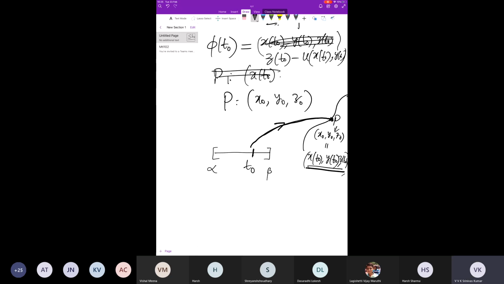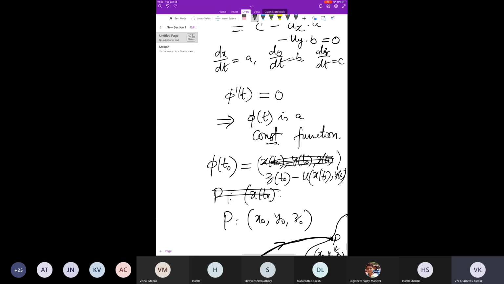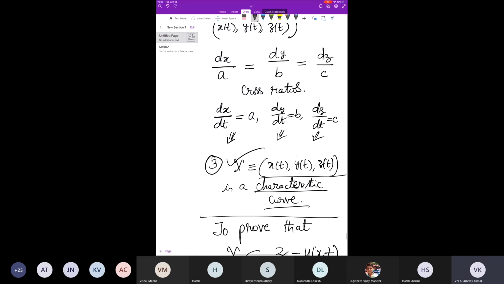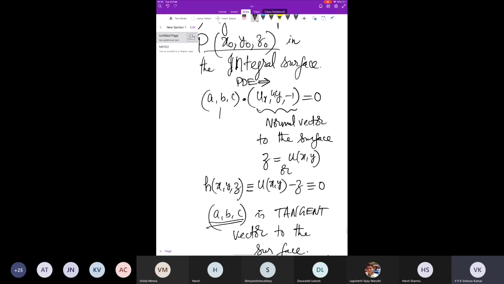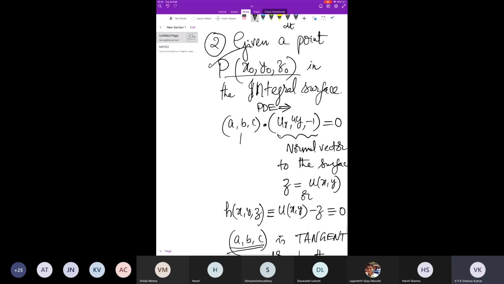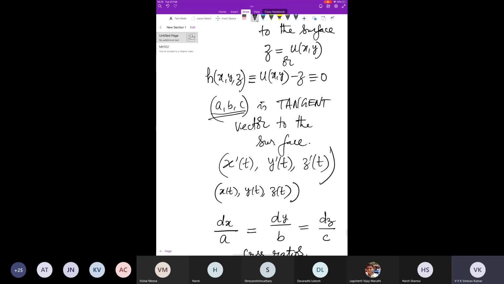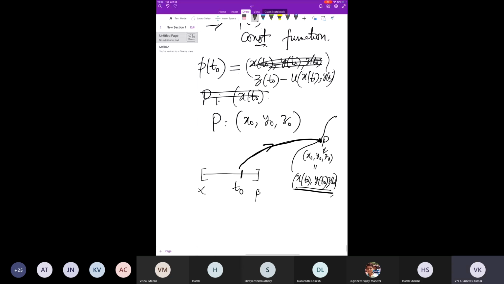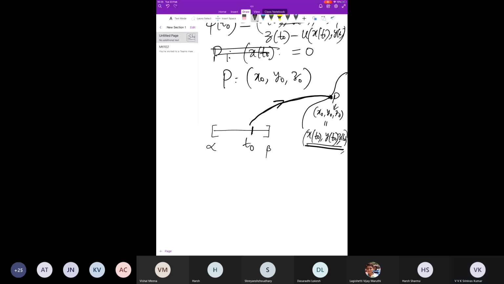Okay, but this point P, what is the given statement? Sorry, this point P belongs to the integral surface. P is a point given in the integral surface, and also the curve passes through the point P. So this is equal to 0. So phi at t naught is 0. So phi of t is a constant function. It has to be identically 0.